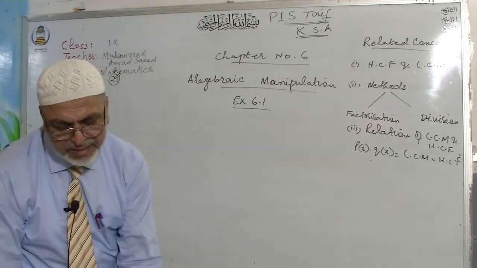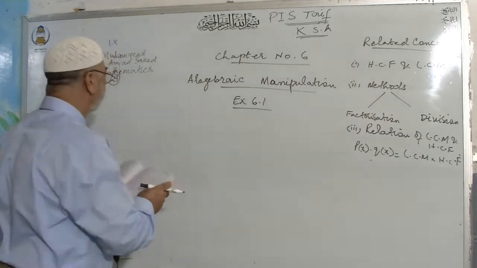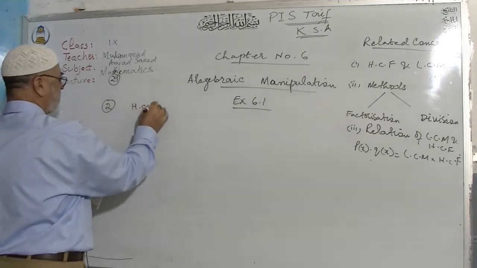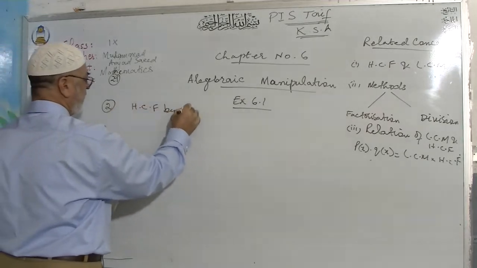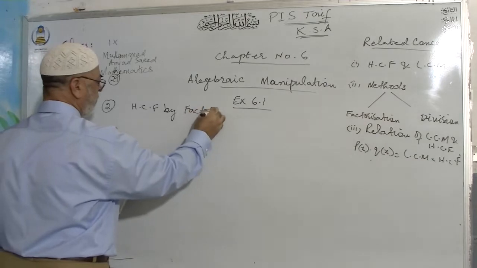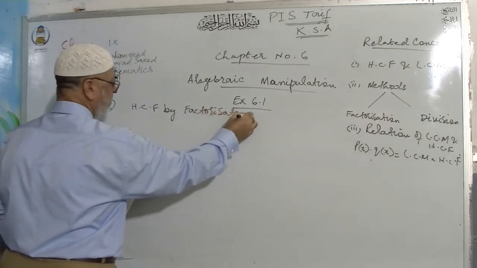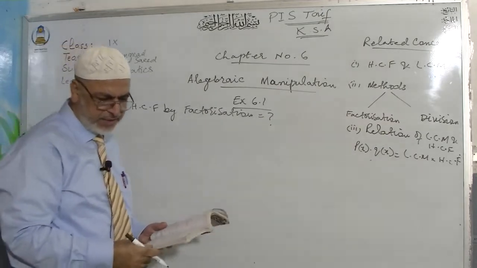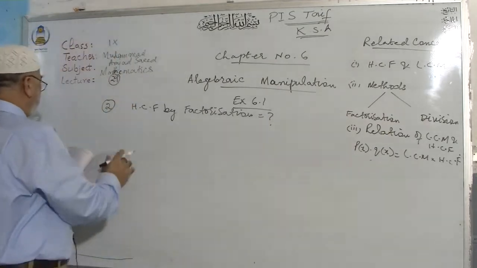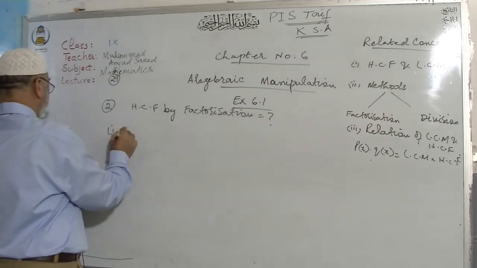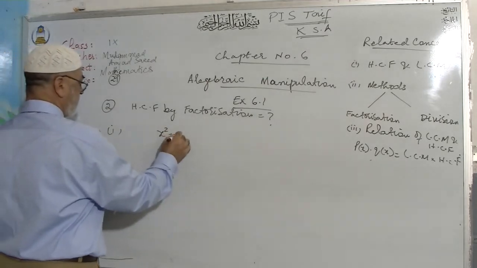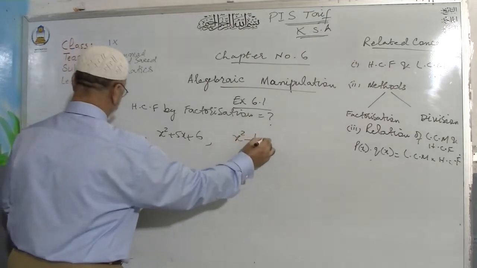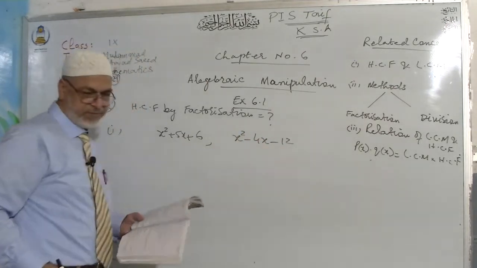Question number 2: find HCF by factorization. You have to find HCF by factorization. Part number 1 is x square plus 5x plus 6 and x square minus 4x minus 12.